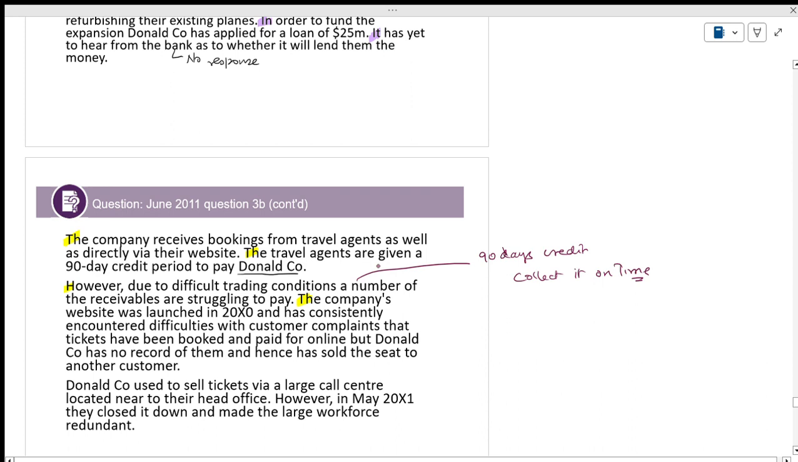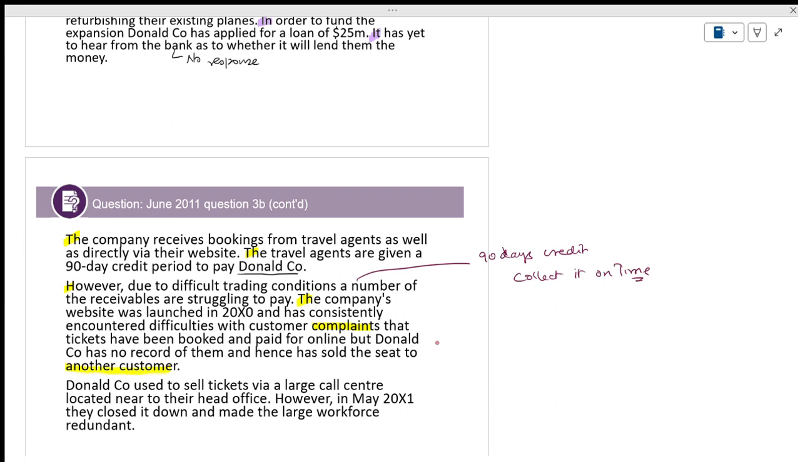Now see, you think you are purely an auditor, and the receivables are struggling to pay. You are not getting paid on time. Neither have you had any response from the bank, nor any positive response from your receivables. The company launched a website, and consistently they have difficulties with customer complaints that tickets have been put and paid for online, but Donald company has no record of them, and hence they sold the ticket to another customer.